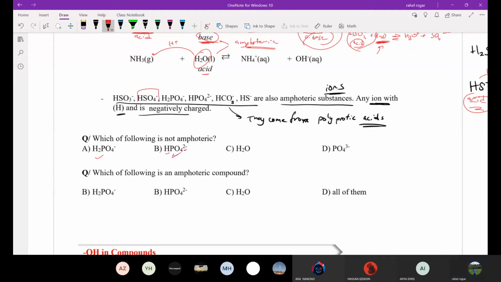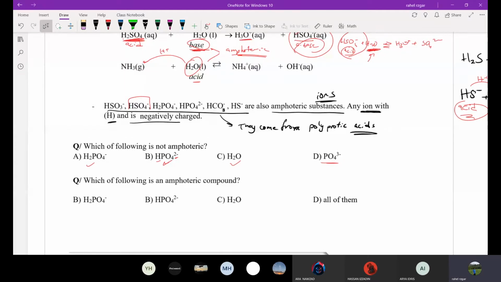Also amphoteric. H2O, yes, it is amphoteric. It can do both. But what cannot be amphoteric? It cannot donate a proton. PO4 3 negative cannot donate a proton. It doesn't have any hydrogen. It cannot donate any protons. That's why PO4 is not amphoteric. It can accept a proton, but it cannot donate. It's just a base.